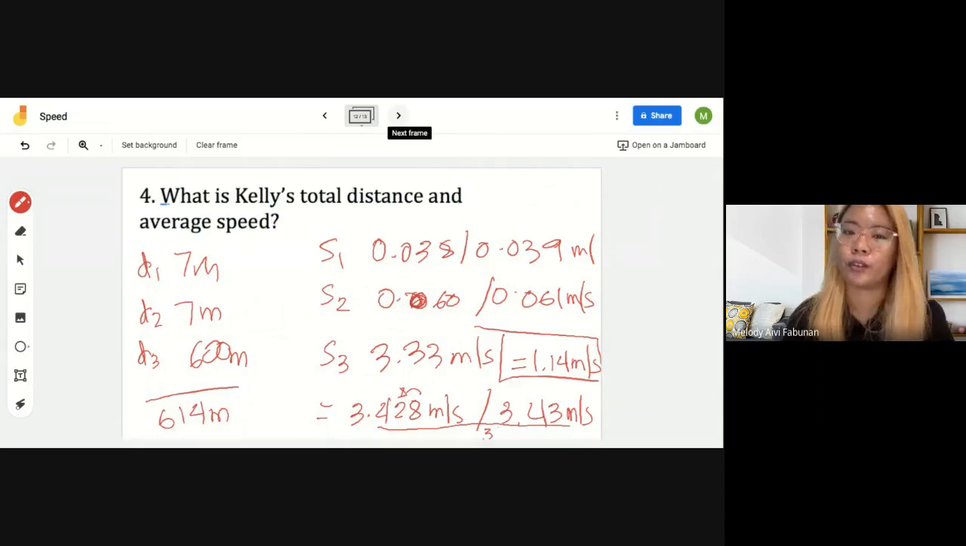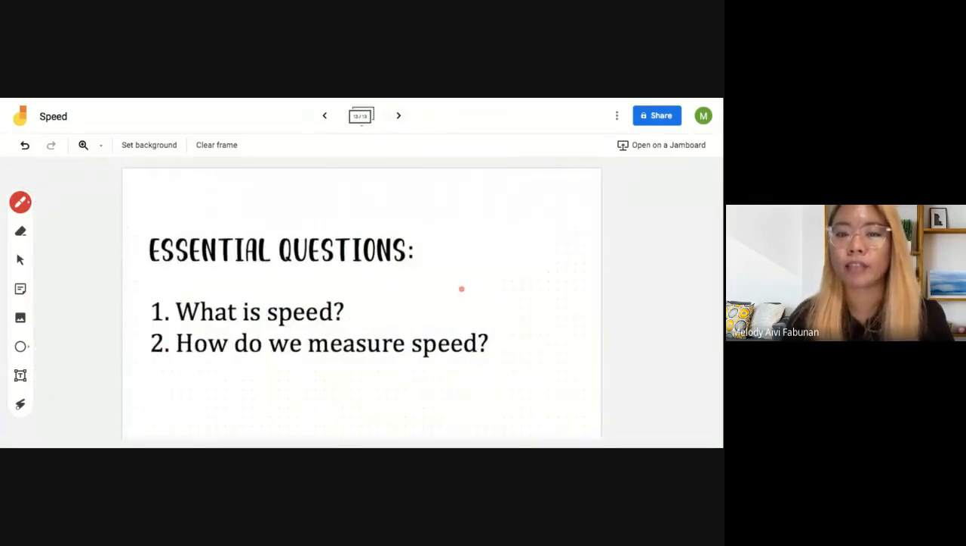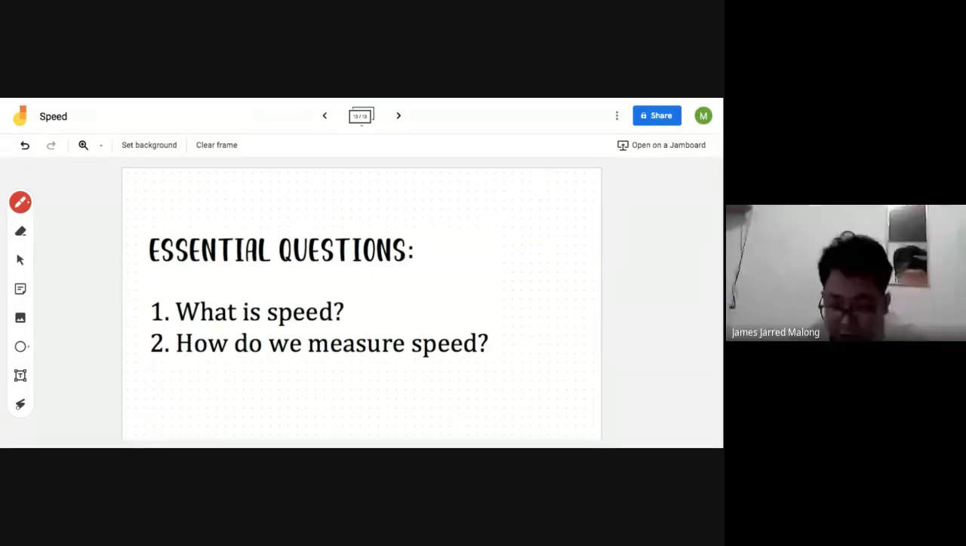So now we have come to the last 5 minutes of our class. So this is to answer our essential question, which is, what is speed and how do we measure speed? Anyone would like to share their answers to the class? What is speed? What is your understanding of what is speed? Speed talks about how fast the object is moving.